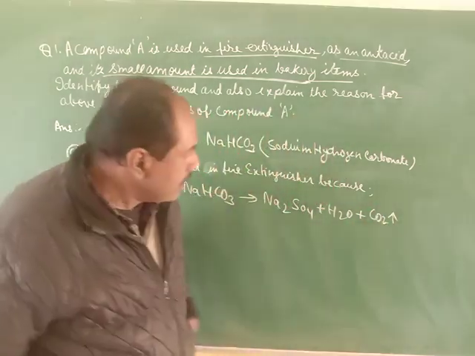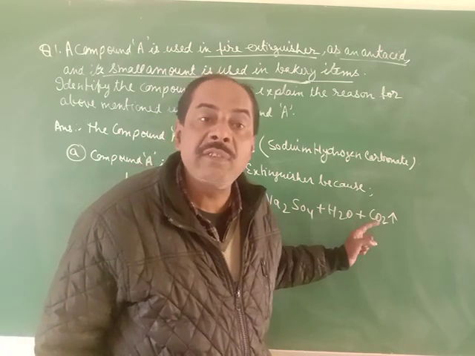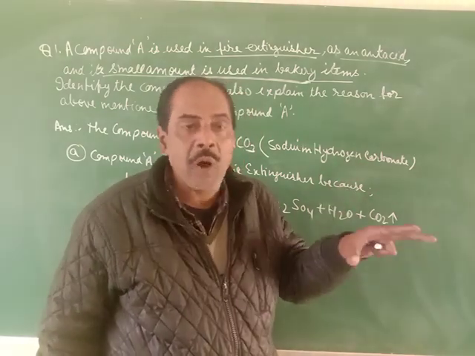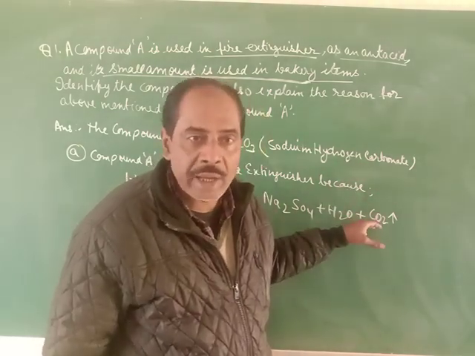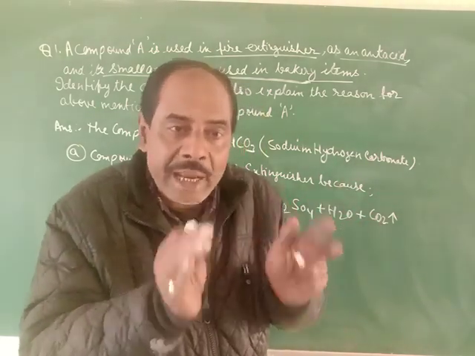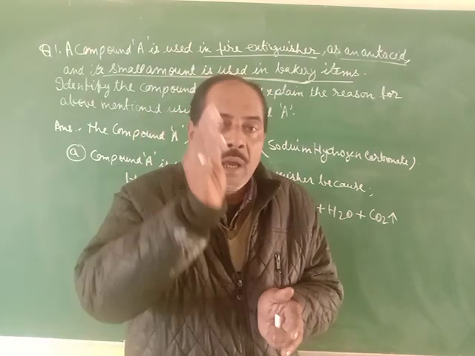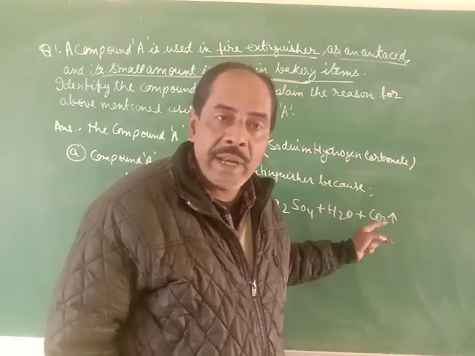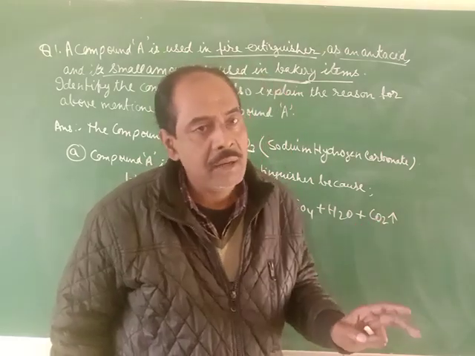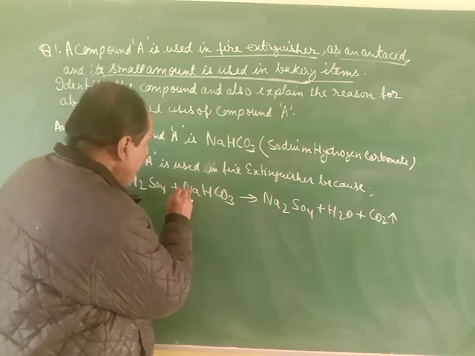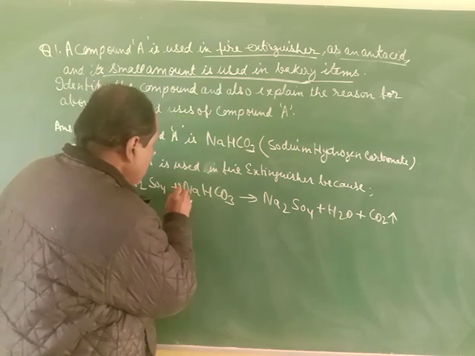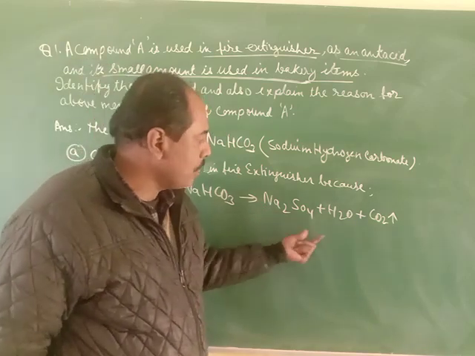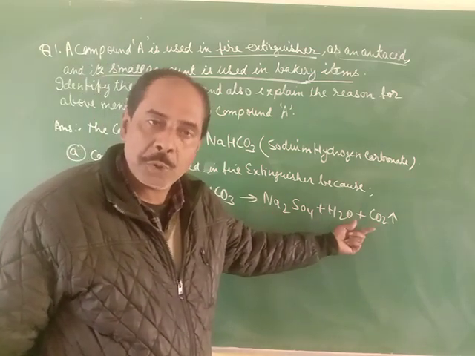This carbon dioxide gas is a non-supporter of burning. When it is pressurized on the fire, what happens? It forms a blanket over the fire, thereby cutting the passage of oxygen, and hence in the absence of oxygen, it extinguishes the fire. Now students, we have to write here 2NaHCO3. The compound so formed is Na2SO4 plus H2O plus CO2.